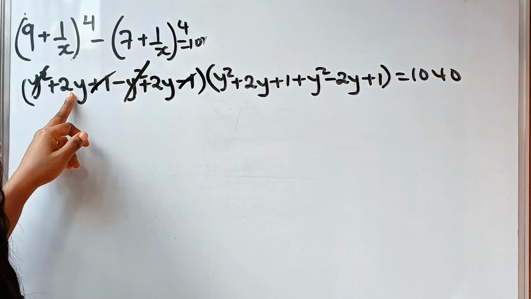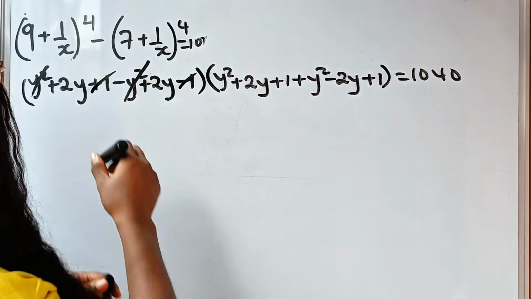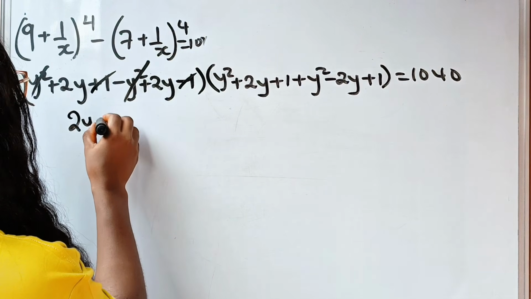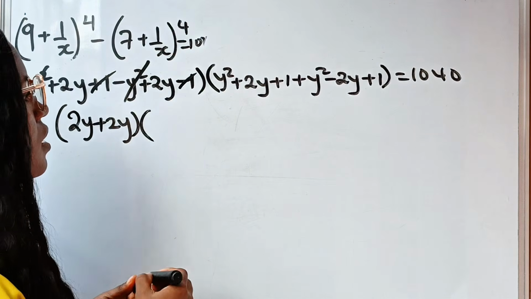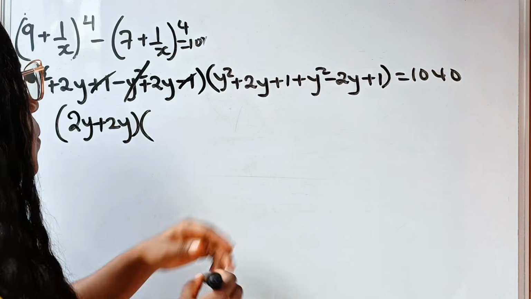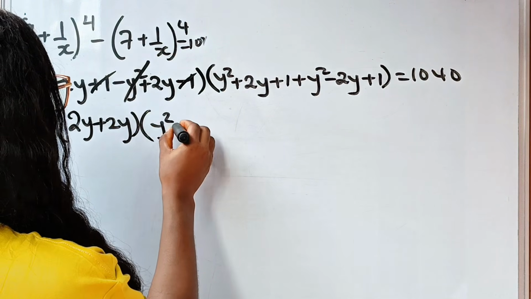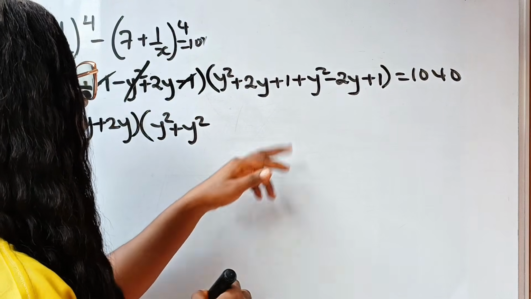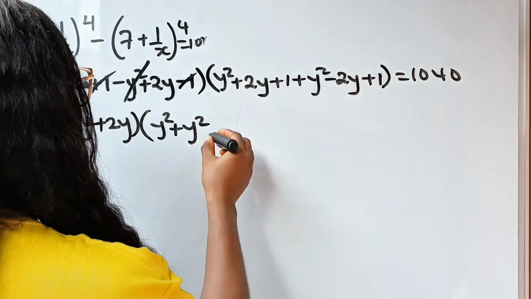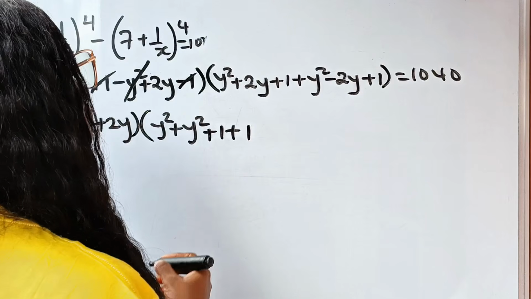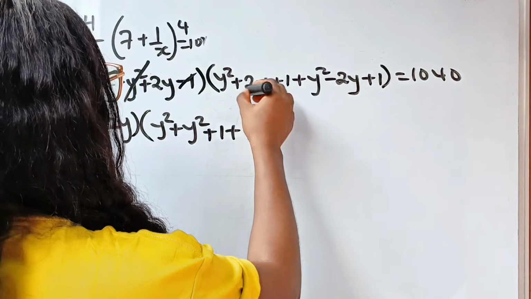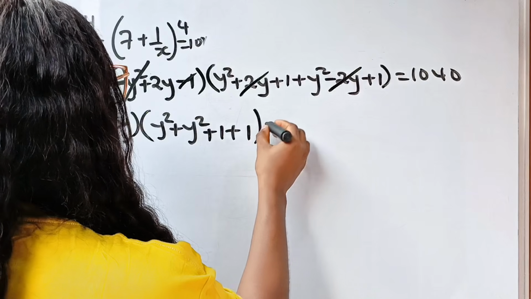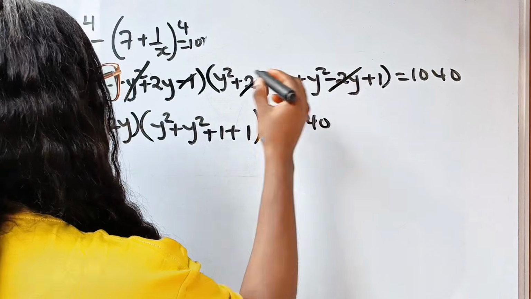So what we now have left is 2y plus 2y. Then for this side, we have y squared plus y squared, and we have plus 1 plus 1. And we have 2y minus 2y, so this one we cancel out. And this is equal to 1040.